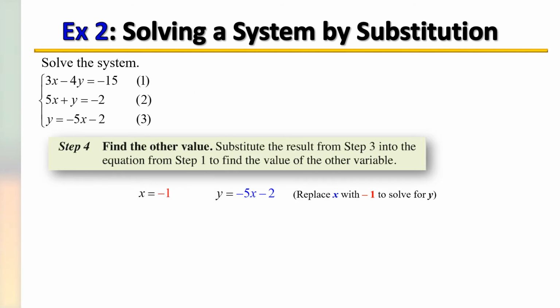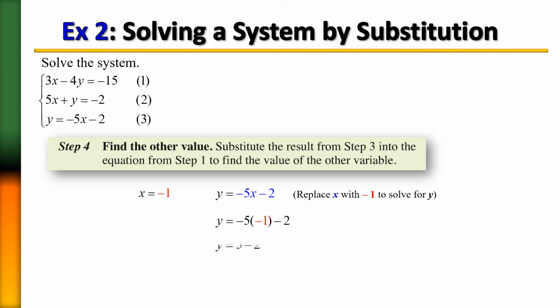Okay, let's go ahead and plug in -1 for x so that we can solve for y. So we have here -5 times -1, which is +5. 5 take away 2 equals 3. So your y value is 3. So therefore, my ordered pair solution is -1, 3.